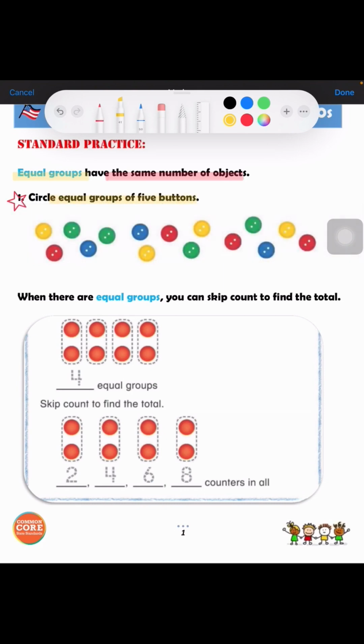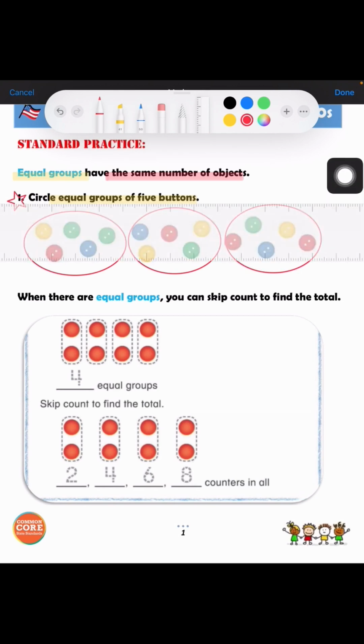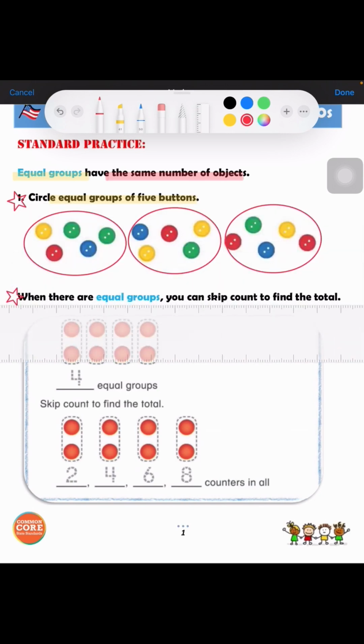That means we need to circle 5 buttons in one group. So this is the first group, and then second group, and then the third group. Okay, so now there are 3 equal groups of 5 buttons. When there are equal groups, you can use skip counting to find the total.